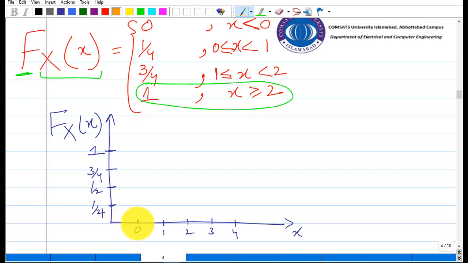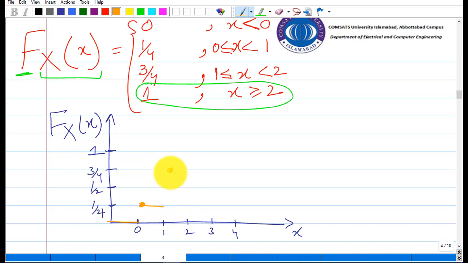So at 0 or before 0 it is 0, but what is at 0? Exactly at 0 it is 1 by 4, it is 1 by 4 here. And from 0 to 1, what it is? It is again the same, because it's 1 by 4. And at 1, again we have the jump here, and it will reach 3 by 4.